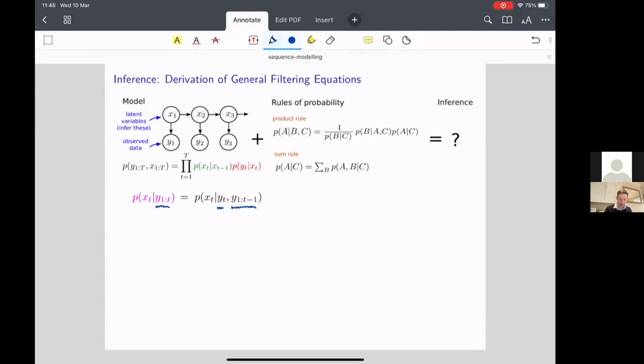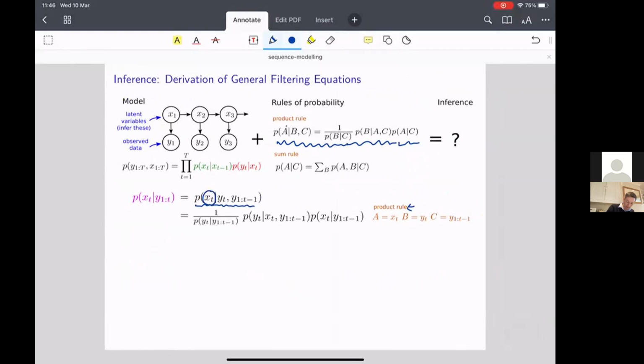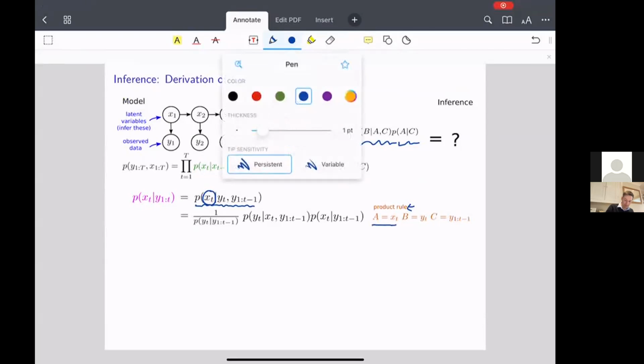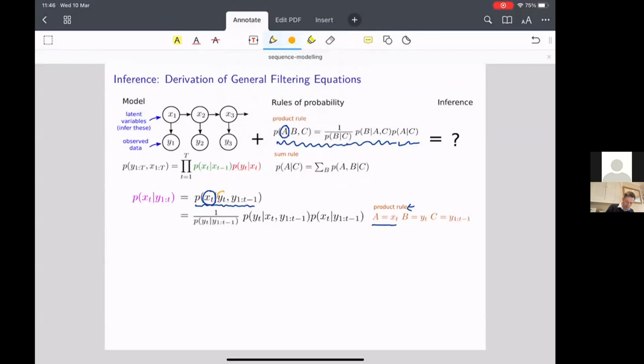And now we're going to say, let's use the product rule here, this rule up here, to decompose this, to write this in a bit of a different way. And the way we're going to use the product rule, well, we can see that xt here needs to be associated with a. So we'll make the correspondence of a and xt. And here we can see why this breaking up trick is going to be useful. We're going to associate yt with b and y1 to t-1 with c.